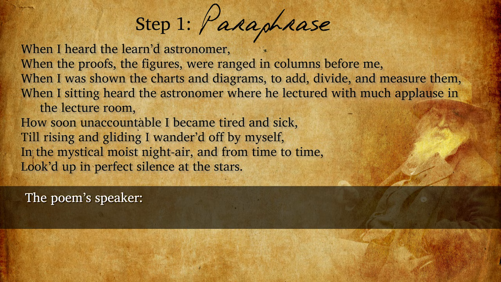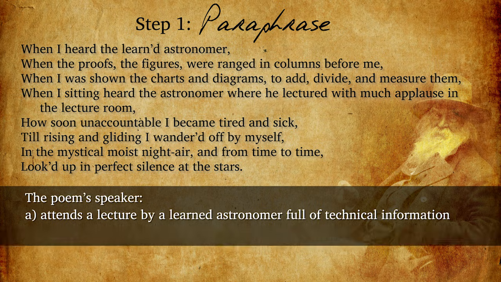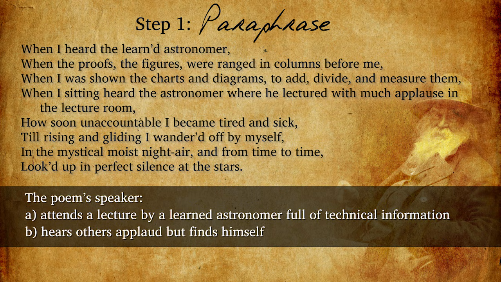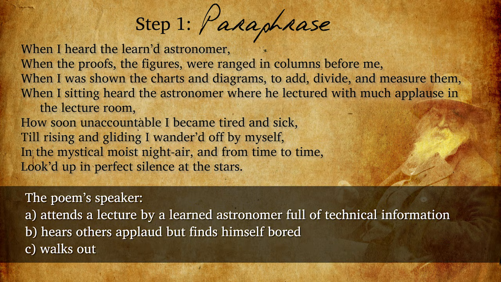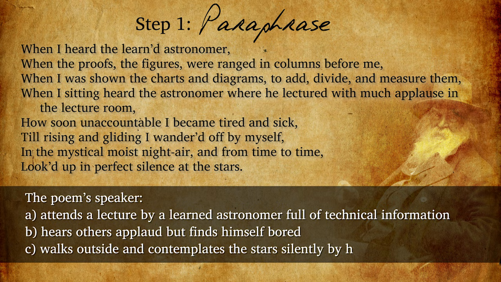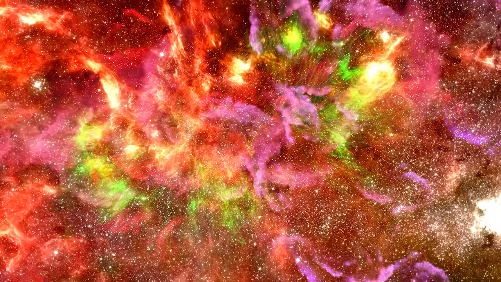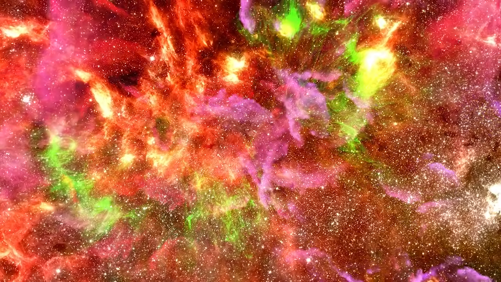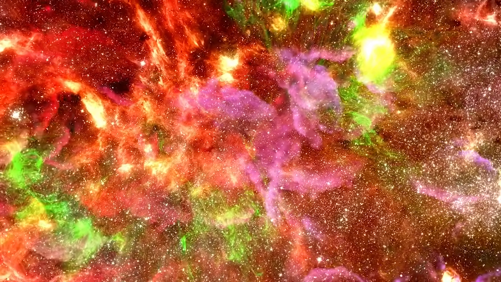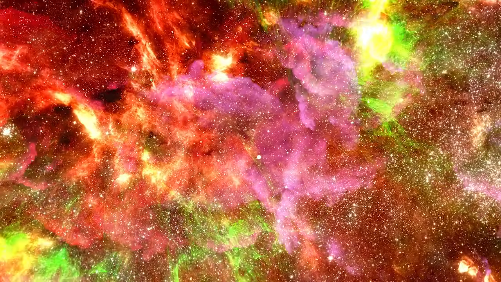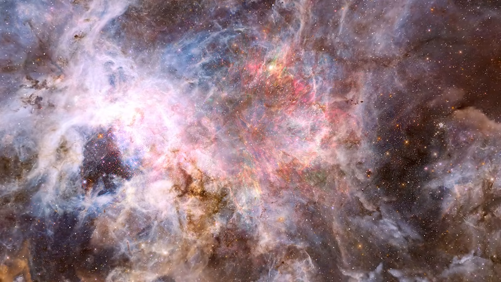The poem's speaker attends a lecture by a learned astronomer full of technical information, hears others applaud but finds himself bored, and walks outside and contemplates the stars silently by himself. Easy enough. Now, in step 2, observe, let's think more about the poem's language and form. Now we will read the passage again, this time thinking about what its language and form seek to accomplish.